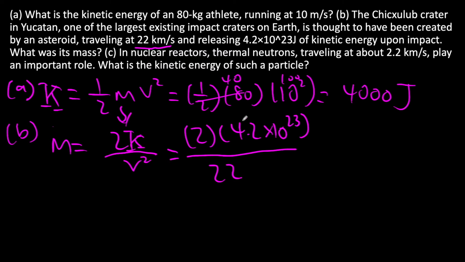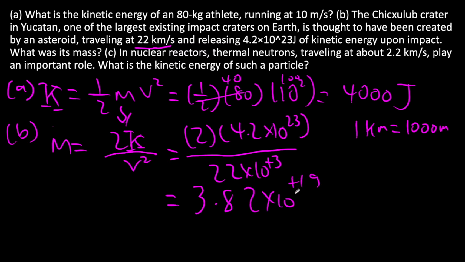So you need to convert the unit, 22 kilometers per second to meters per second. You just times 10 to the third power, right? Because 1 km is equal to 1,000 meters. So let me plug this into my calculator. This is equal to 3.82 times 10 to the positive 12th power. What's the unit? Kilogram.